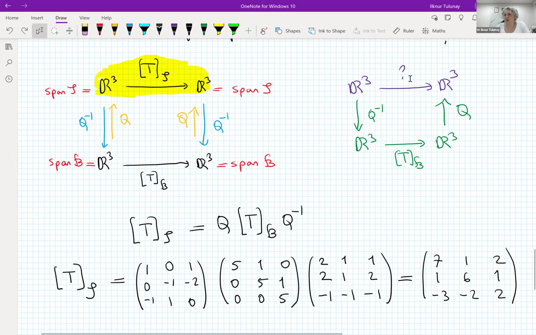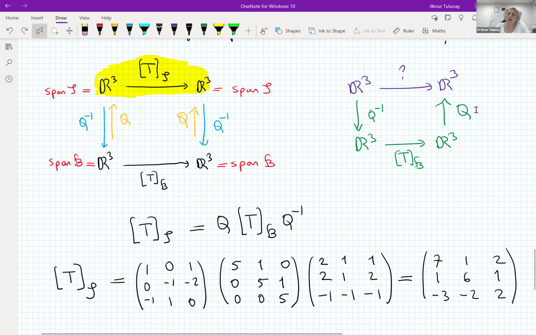And this diagram is called a commutative diagram. So first, I would like to go down because this is the domain for us. This is the domain for this matrix form. So from this domain, we are moving. From here to here, I'm moving from the basis S to the basis B. Now from here to here, I'm applying the linear transformation with respect to the basis B. And from here to here, I'm moving from the basis B to the basis S again.